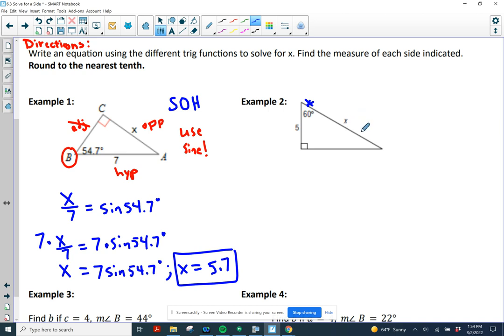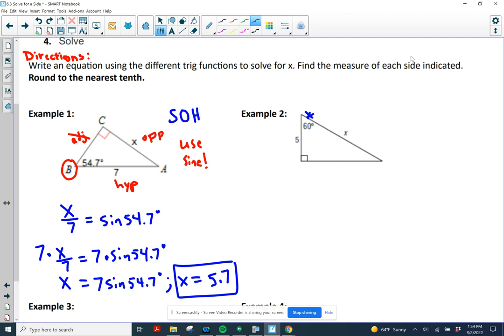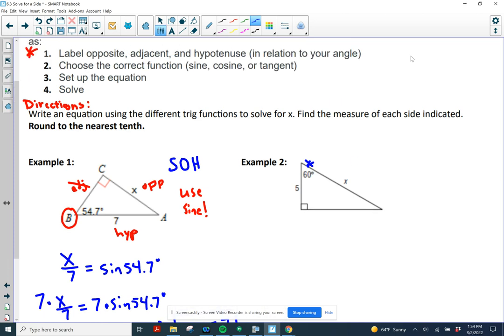So in relation to the angle that I'm working with, I'm going to label this, well, that's the hypotenuse no matter what. This is the opposite leg over here across the triangle from the 60, and this is the adjacent leg right there. Okay. Let's see. X is on the hypotenuse. 5 is the adjacent, and I know the adjacent. Oh, that's the one I'm not going to use.